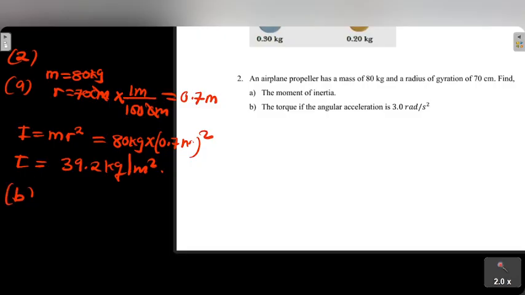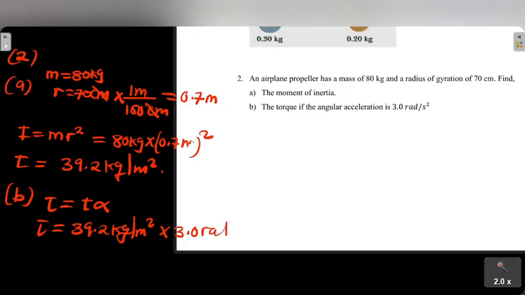Then we have our B, which says we have to find the torque if the angular acceleration is 3 rad per second squared. The torque is equal to the moment of inertia times angular acceleration. So the torque here will be equal to the moment of inertia, 39.2 kg meter squared, multiplied by the angular acceleration that has been given, which is 3.0 rad per second squared. That one becomes our torque. So you just have to multiply now.